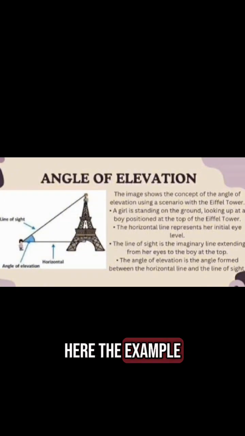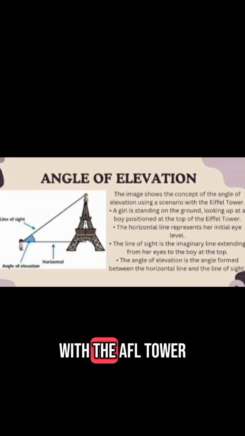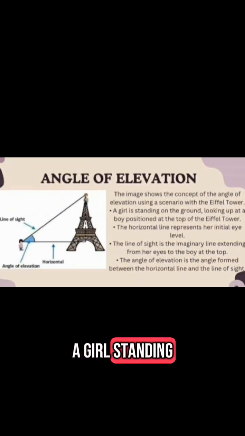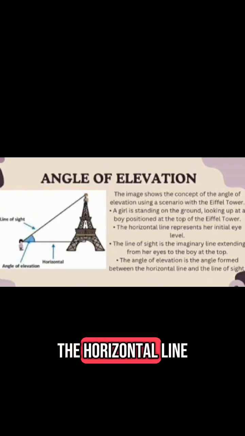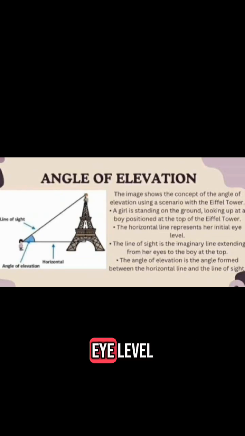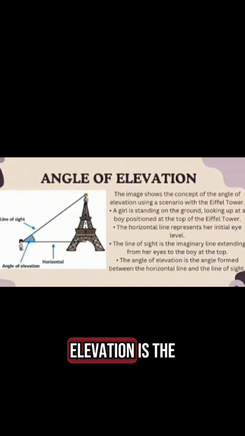Here is an example of angle of elevation. The image shows the concept of the angle of elevation using the scenario with the Eiffel Tower. A girl standing on the ground is looking at the boy positioned at the top of the Eiffel Tower. The horizontal line represents her initial eye level. The line of sight is the imaginary line extending from her eyes to the boy at the top. The angle of elevation is the angle formed between the horizontal line and the line of sight.